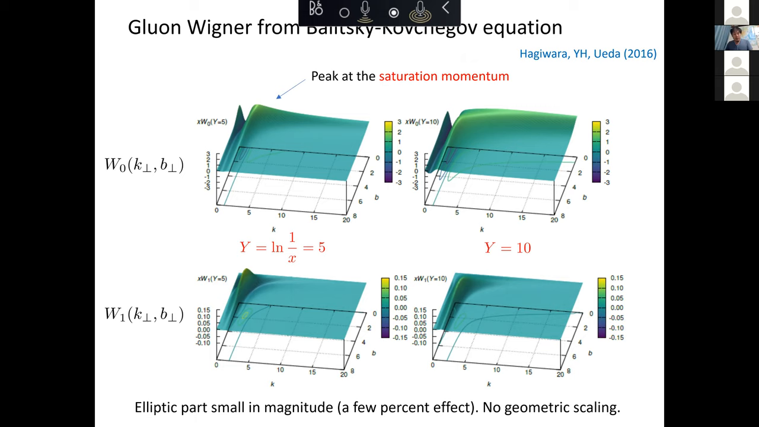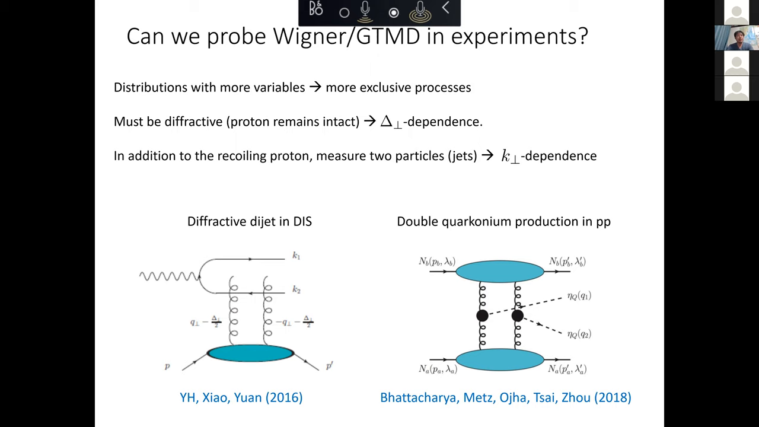All right, so the next topic is: can we measure this Wigner distribution function or the GTMD in experiments? That's basically the title of my seminar. That is very difficult, to say the least, because as I said, it's a five-dimensional distribution, so there are many variables. And if you want to measure a distribution with many variables, then you have to have more exclusive processes, right? At least the process has to be diffractive, meaning that the proton goes to the proton, so the proton scatters elastically, and this momentum transfer delta is the delta dependence of the Wigner distribution function. So you have to require that the proton scatters elastically here.